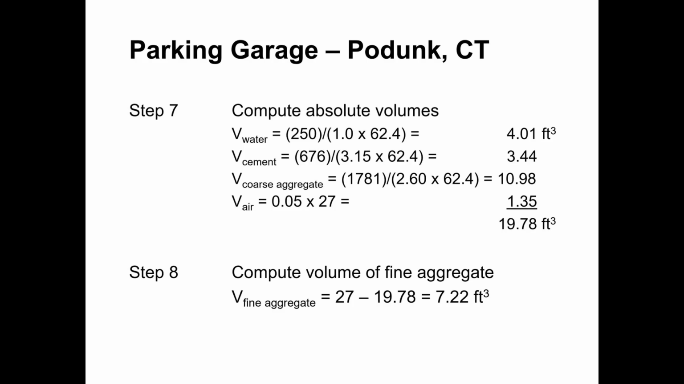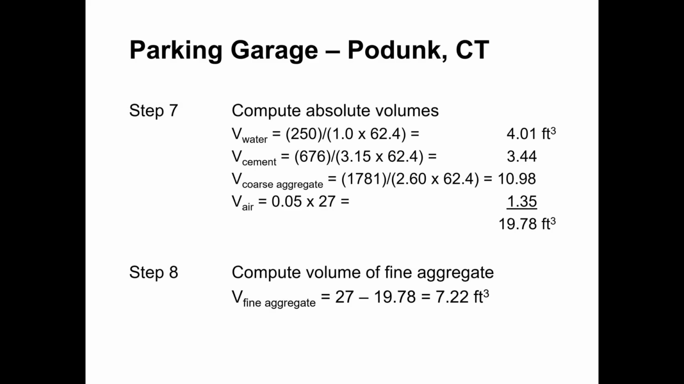Next is our cement. We have 676 pounds. We were given that the specific gravity of our cement is 3.15. So that calculates out to a cement volume of 3.44 cubic feet. And then for our coarse aggregate, 1,781 pounds divided by the specific gravity of 2.60 and the unit weight of water gives us a coarse aggregate volume of 10.98 cubic feet.